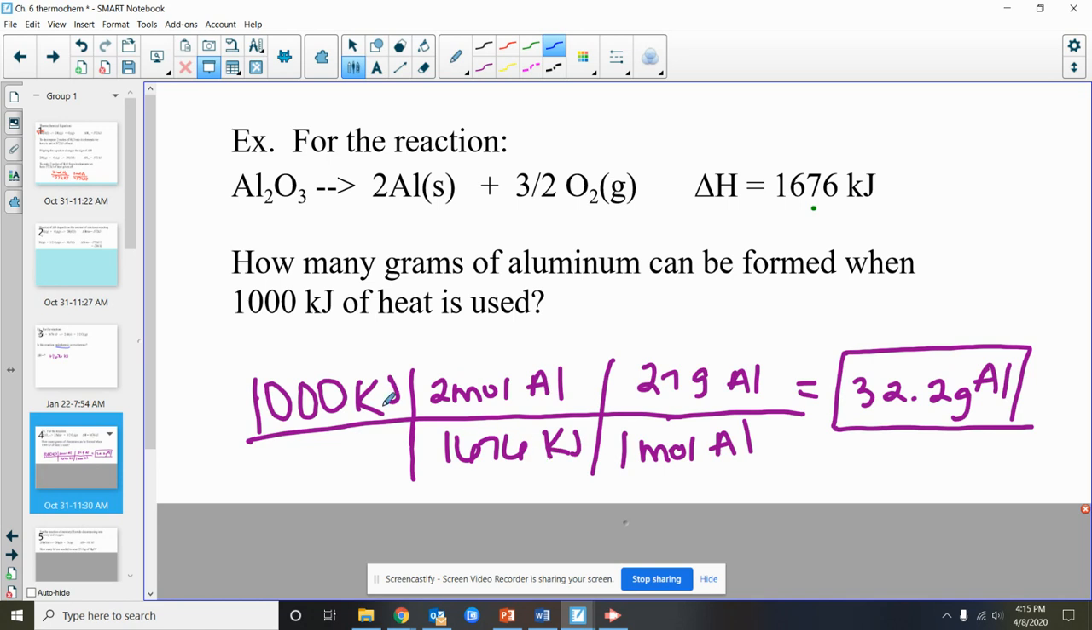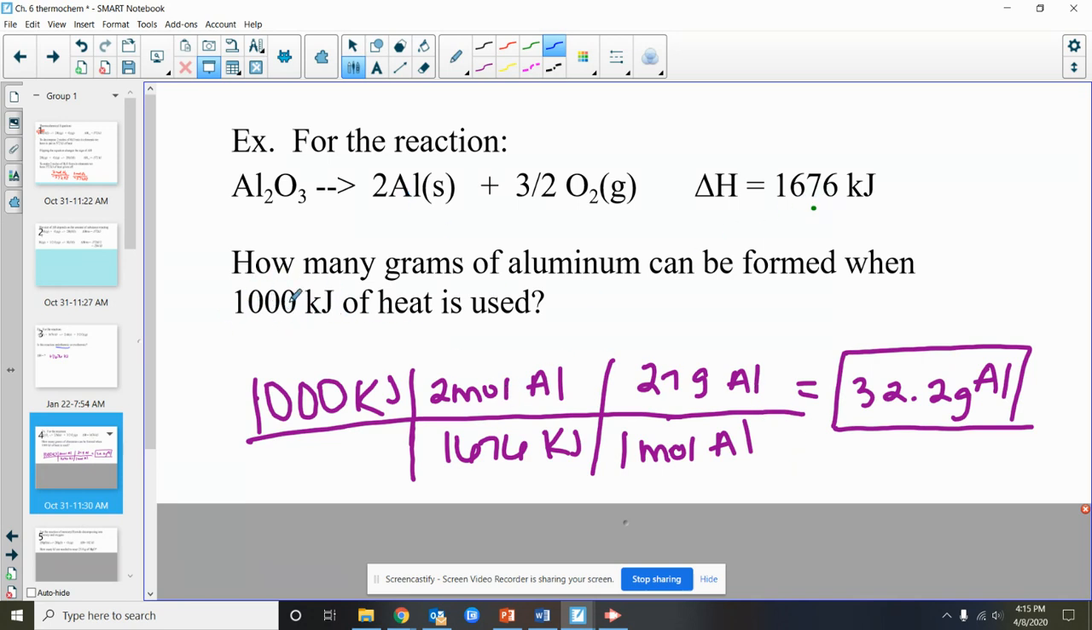And again, I put heat energy on the bottom because I'm starting in heat energy and I need those to cancel. This specific problem asked me about grams of aluminum. So I'm going to take the moles that I find and convert that to grams just by multiplying by its molar mass. Molar mass you get from the periodic table. So when you have everything set up, you are converting yourself from heat energy to how many grams of aluminum I end up with. If you multiply across the top and then divide by 1,676, you get 32.2 grams of aluminum. So again, per my equation, I know that this much heat energy would give me 2 moles of aluminum, but I only had 1,000. I had less than that.